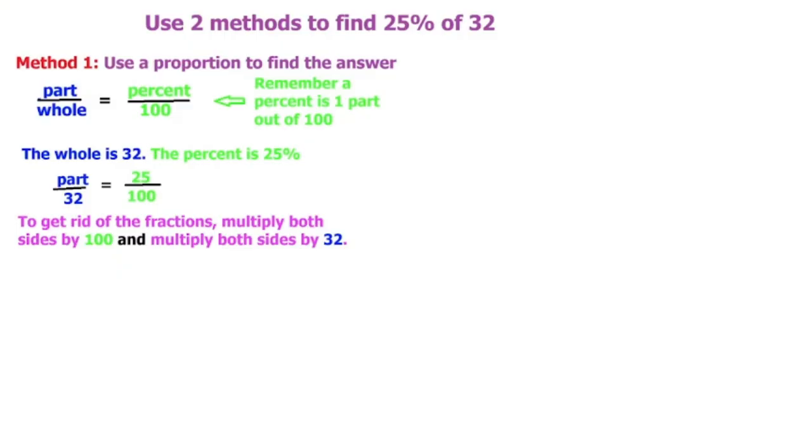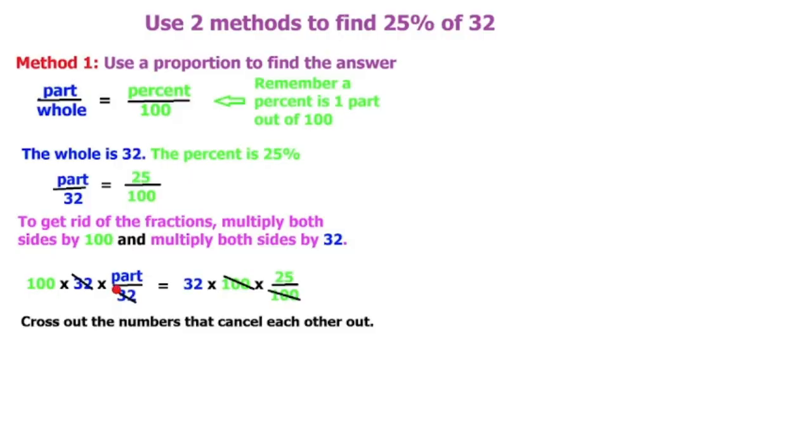So how does that look? It looks like this. So you multiply this part of the equation by 100, and this part of the equation by 32 as well. Doesn't matter what order you put them in, okay? Now you cross out the numbers that cancel each other out. So the reason I put the 100 here and the 32 here is because it's easier to see that you could cross them out, okay? They cancel each other out.